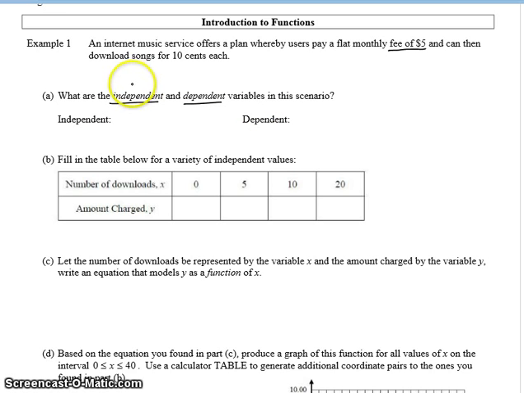Well, back in algebra, you learned that x is always the independent and y is the dependent. So our independent in this example is going to be your number of downloads. And my dependent y is going to be the amount charged. Kind of like your total.